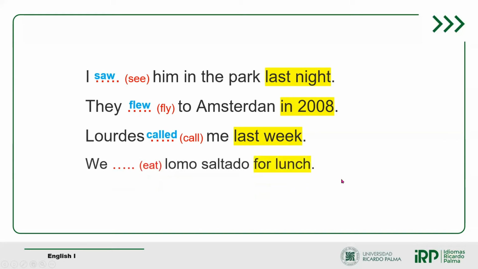Next, we lomo saltado for lunch. The verb is eat. We ate lomo saltado for lunch. Well done. Fantastic. We have here some sentences that we need to complete.